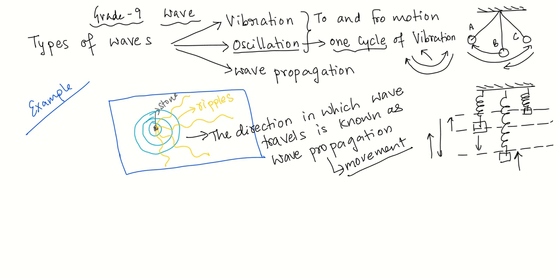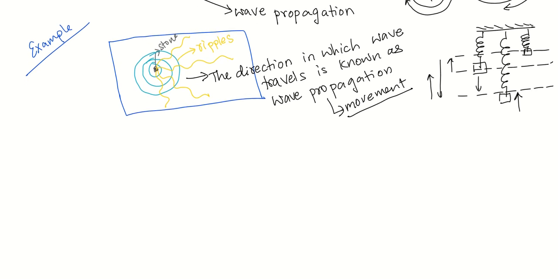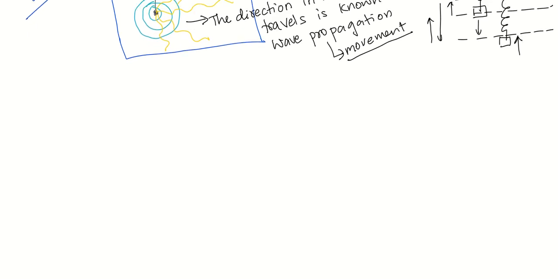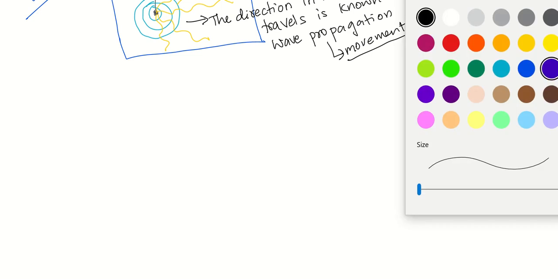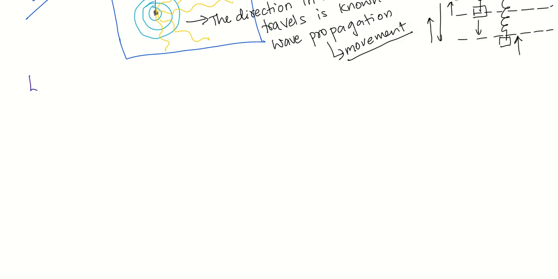Now let us start the types of wave. Basically there are two types of waves here. So if I have to come to the types of wave, the first type of wave, let us say, is longitudinal wave. Longitudinal wave. So what exactly is a longitudinal wave now?